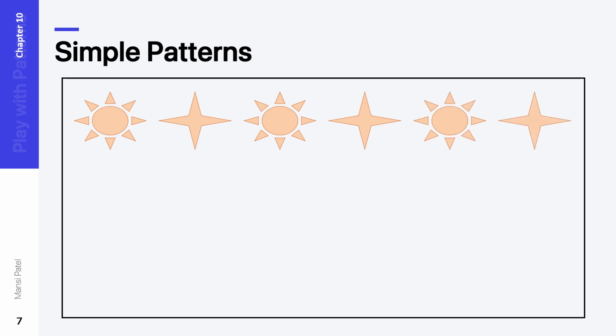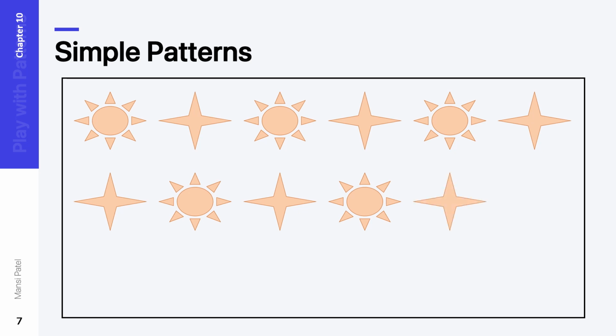Now see the second line. In the first line they gave the sun first, so in the second line they gave the star first. Then sun. Now whose turn again? Star. Then sun. Again star, sun. Now the second line starts with star, so the third line starts with sun.